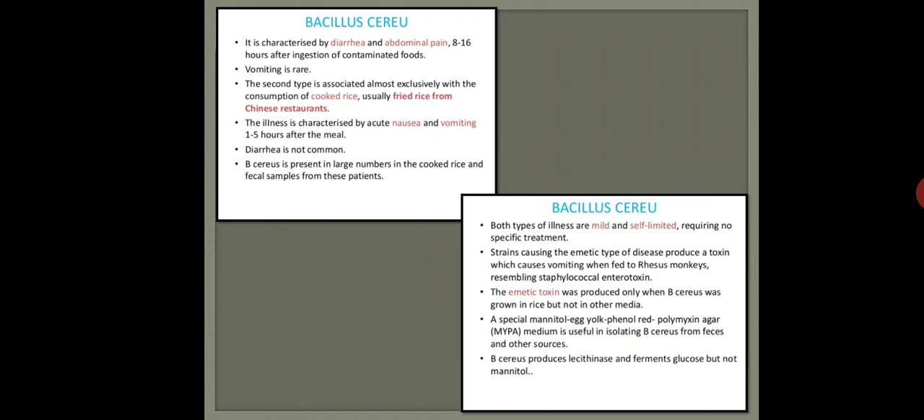Next is Bacillus cereus. This species is related to gastrointestinal disease, mainly diarrhea. It causes diarrhea, and its symptoms are nausea and vomiting. So diarrhea is the main symptom for Bacillus cereus. So this is all about Bacillus anthracis.